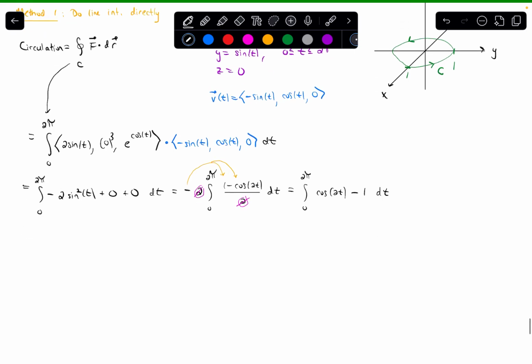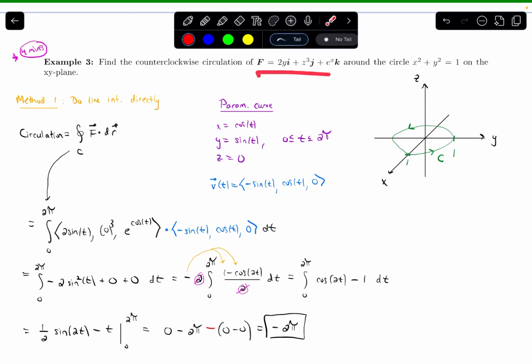From there, we're ready for that antiderivative. I'll get 1/2 sine of 2t minus t. And then I've got to plug in the 0 and the 2 pi. If I plug in 2 pi into this, the first term becomes 0, and then I get minus 2 pi. Minus, if we plug 0 in, actually both of the terms become 0. So minus 0. And overall, that's just -2 pi. That is my circulation here, the circulation of this vector field along this curve in this counterclockwise direction.